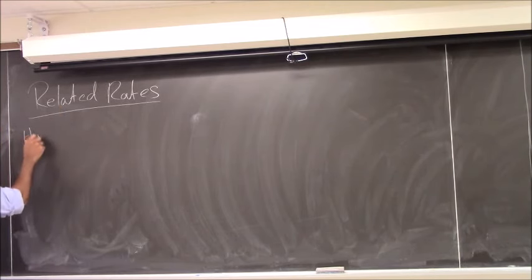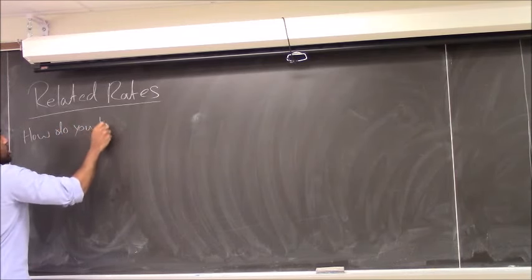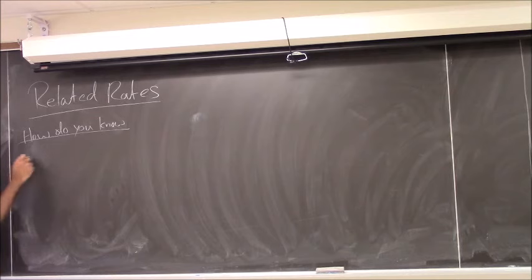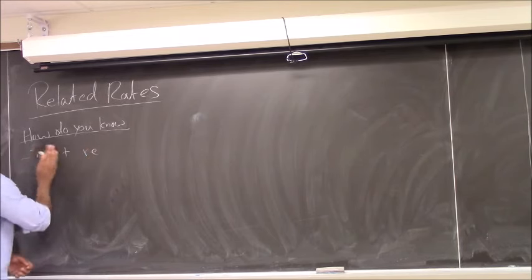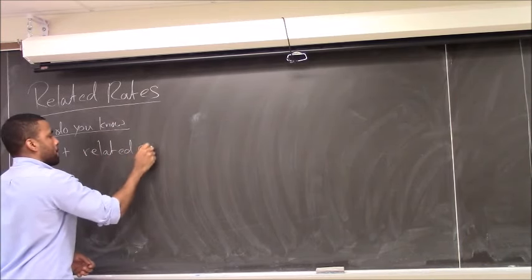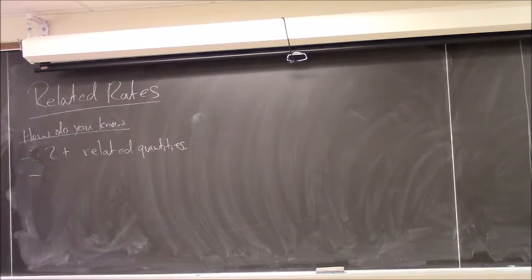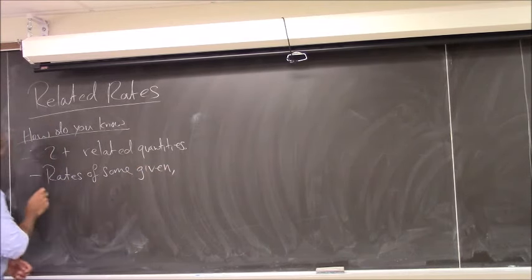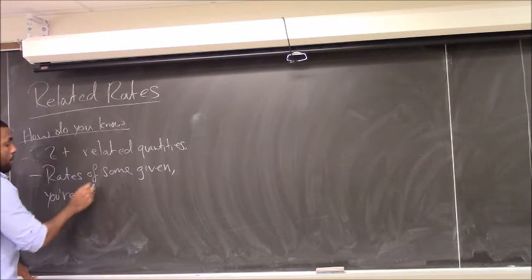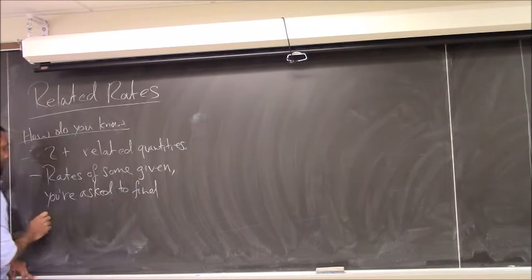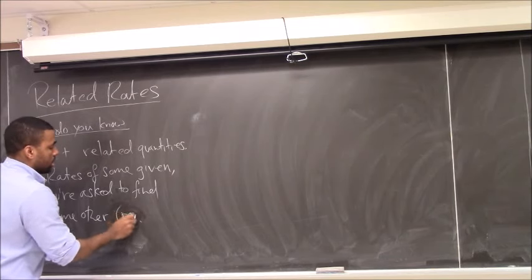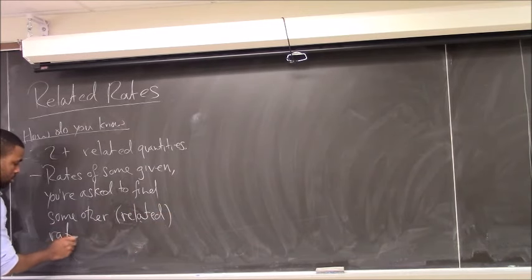By the way, how do you know it's a related rates problem? What are the key things that would be in a related rates problem? Yeah? 2 or more related quantities. 2 plus related quantities. Okay, what else? Ask to find another change. Well, some rates will be given, and you're asked to find the rate of something else, of course, that's related. Right, so that's the big idea.